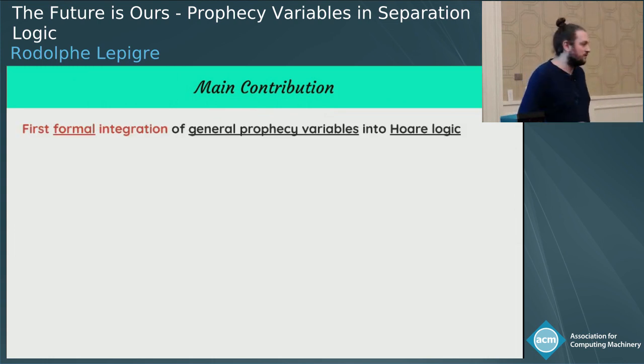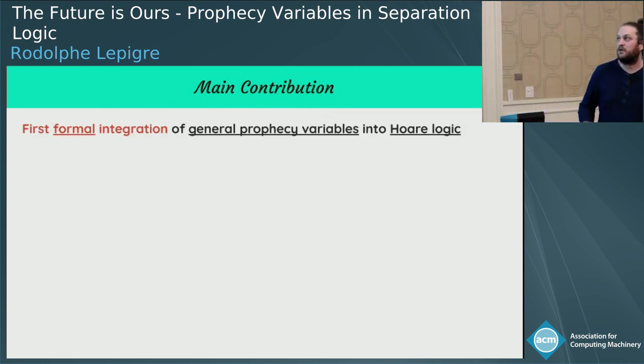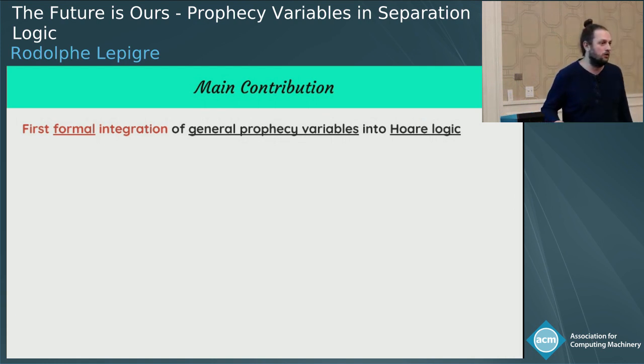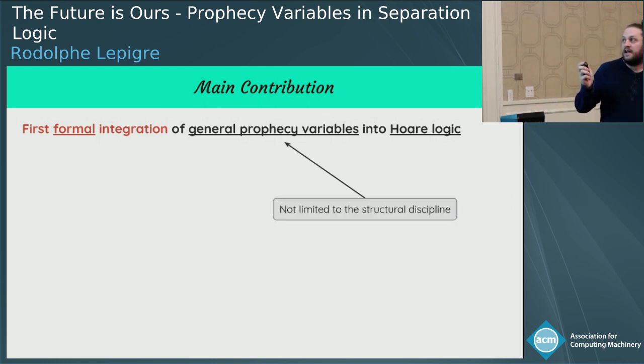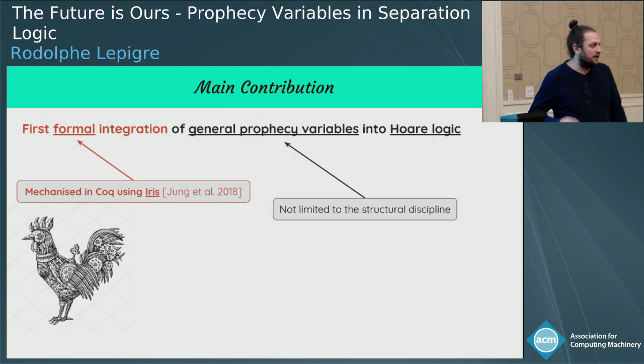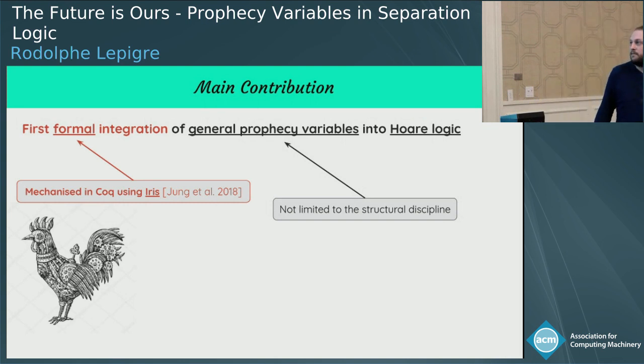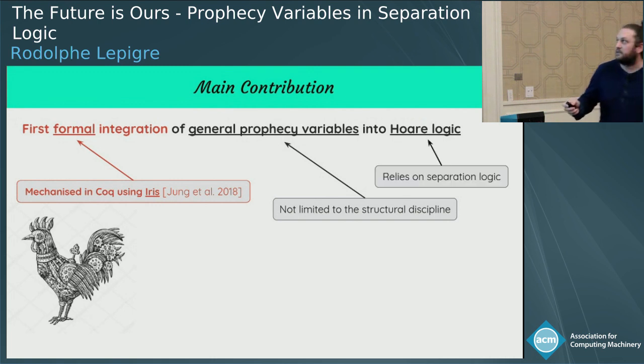So in one sentence, what we've done in this work is give the first formal integration of general prophecy variables into whole logic. Here, what we mean by general is that we're not limited to the structural discipline. That means that a thread can actually predict the future behavior of some other thread. And what we mean by formal is that we've carried out this work inside the Iris framework for concurrent separation logic, and so everything has been formalized in the Coq proof assistant. Also, one advantage of using Iris is that we rely on separation logic to prove the soundness of the approach. That's also an important point.